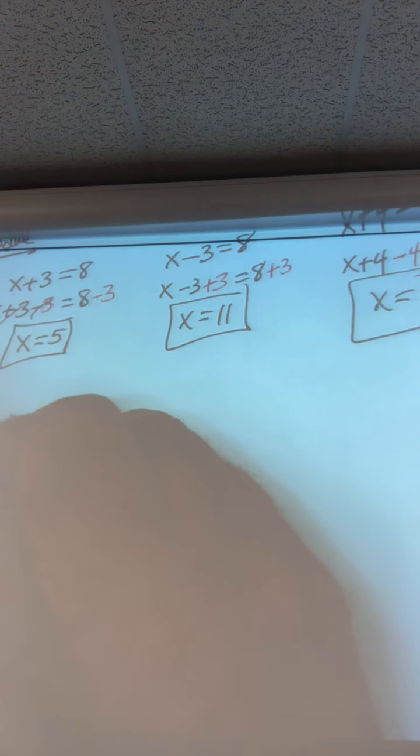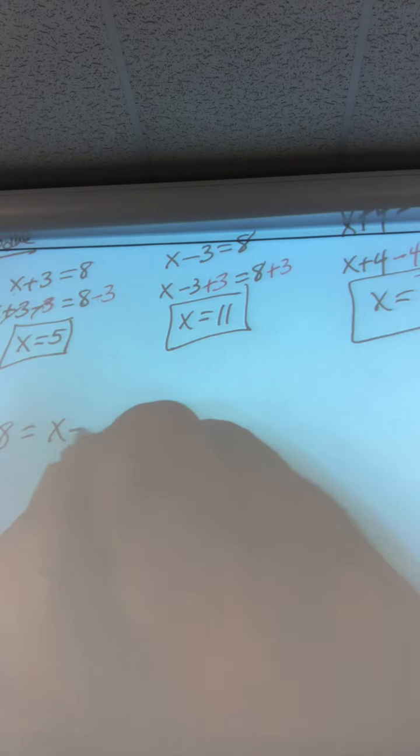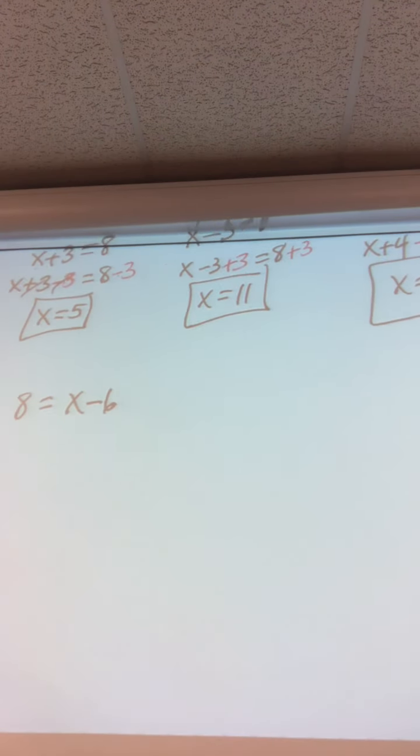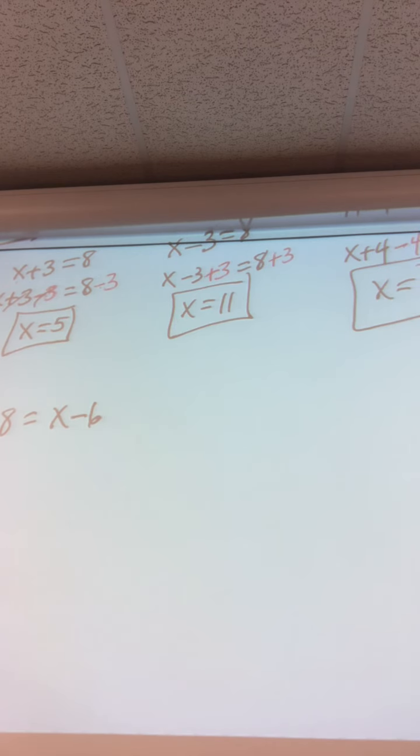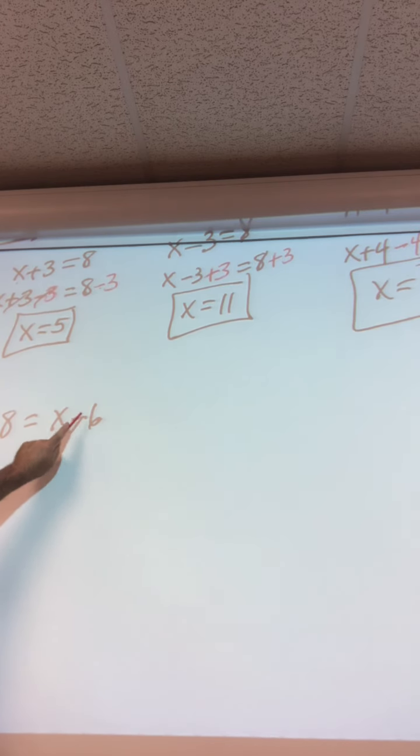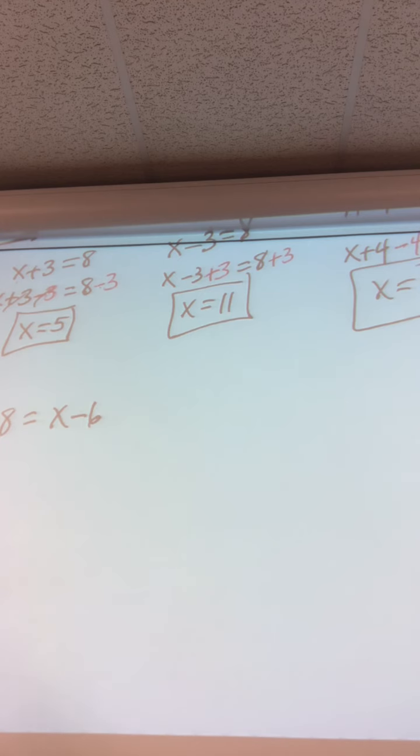All right, now, let's suppose that the x is on the right side. Well, if the x is on the right side, and that's the only x in the problem, I'm just going to leave it right there and get the number terms on the left side. So what do I need to do in order for that to happen?